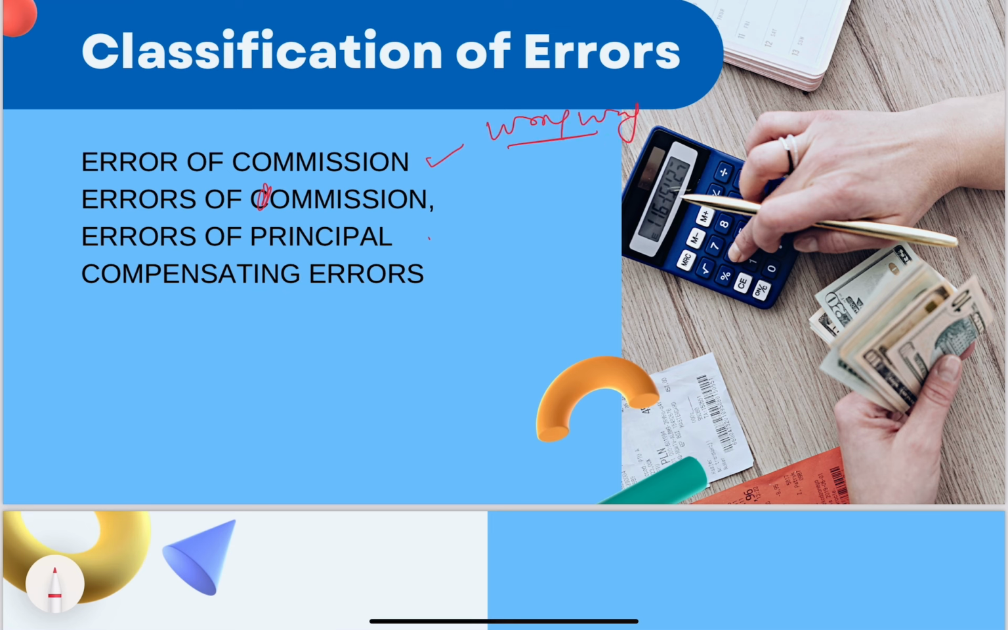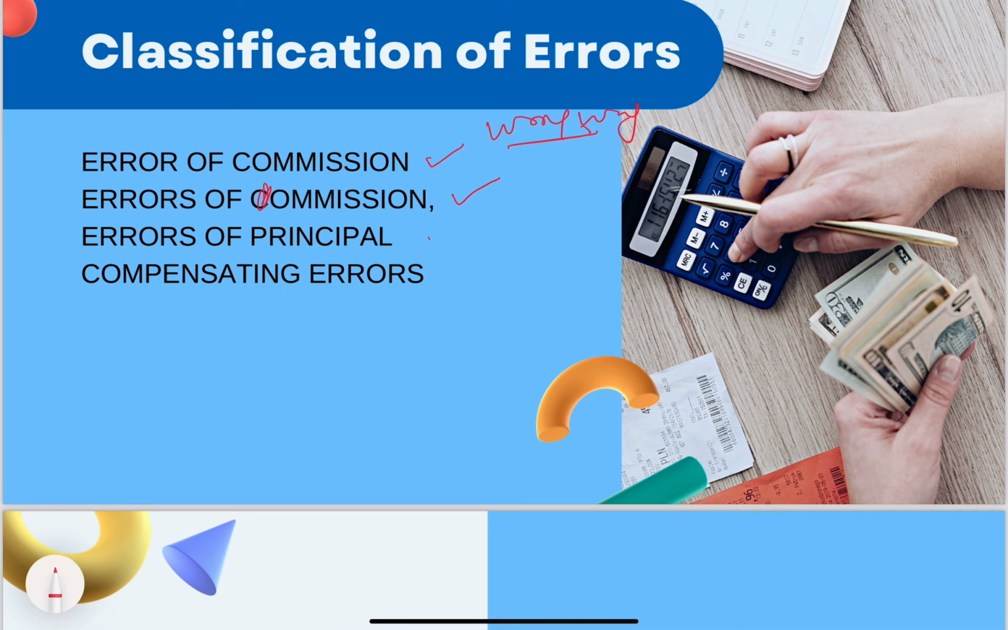Or here, wrong way means probably the wrong amount, wrong account, or wrong side, debit or credit side. Example, you received 500 from Ramesh, but you recorded it as 50 rupees, or credited Suresh instead of Ramesh. Things like that.